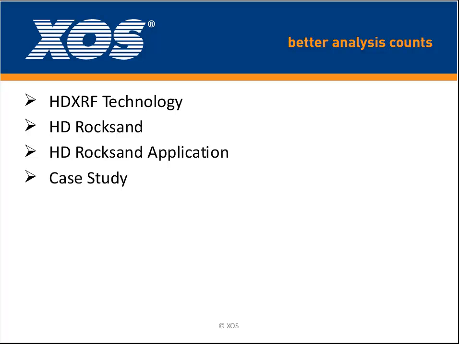I will introduce these four parts during the presentation. The first part is to introduce HDXRF technology, its principle, and what the advantages of the technology are. Second, I will go through the product HD Rocksand, and its features, advantages, and benefits. Then I will introduce the HD Rocksand applications: in what kind of situation we will use this technique and this machine, and what kind of value it can create for you. And for the last step, I will introduce some real case studies we have done before.